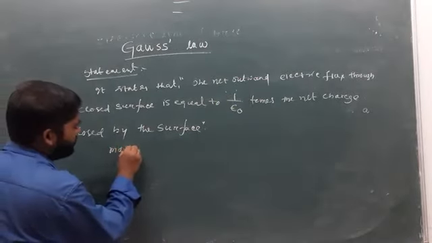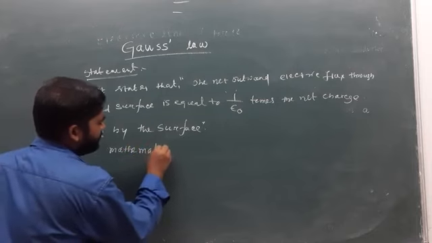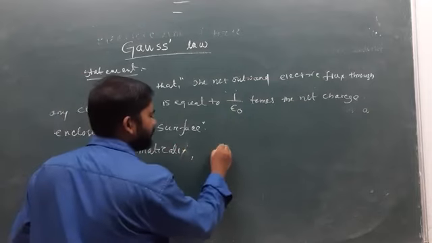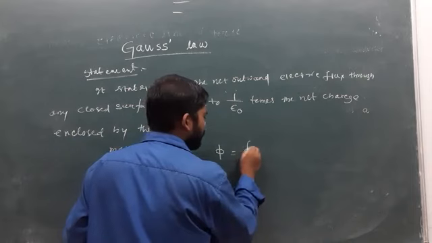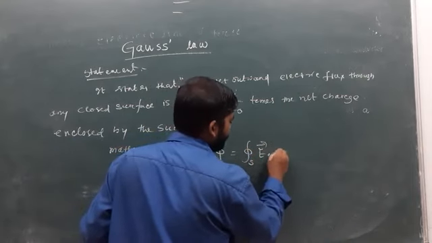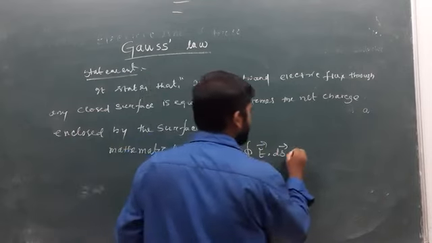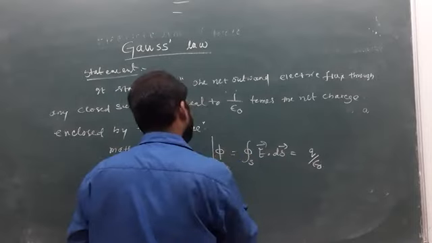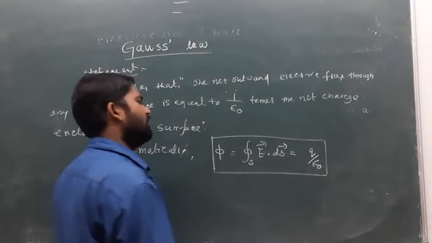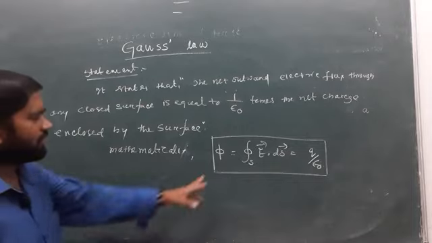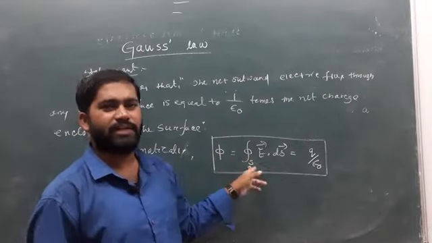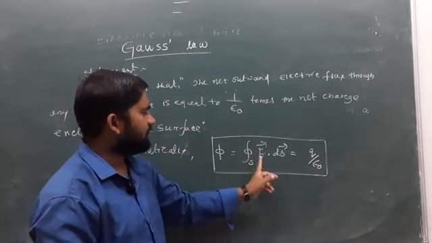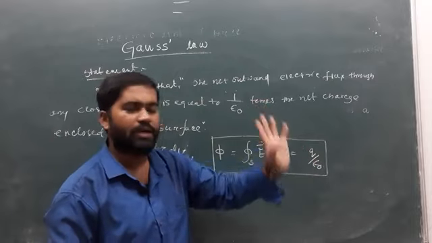So, the mathematical form. Mathematically we can represent phi equal to the closed integration over S of E dot ds, is equal to q by epsilon naught. So that is the mathematical form of Gauss law in electrostatics. Here the integration is over S as we are considering the surface must be a closed surface.